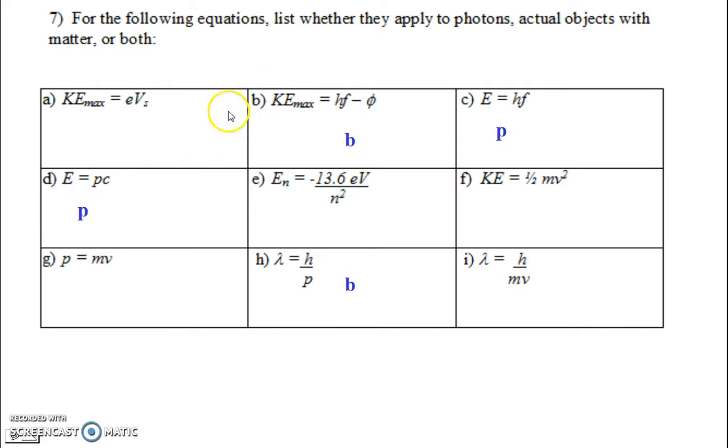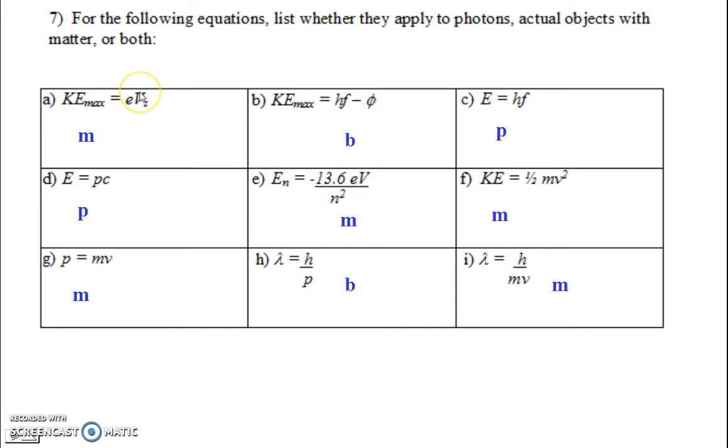By the same token, I always write this as E photon equals pc, and a good clue here is that it involves c, the speed of light. So of course this is the energy of a photon, a particle of light. And that's it. Everything else refers to matter. Kinetic energy, well, photons don't have kinetic energy, they don't have mass. They have energy, but they don't have kinetic energy.